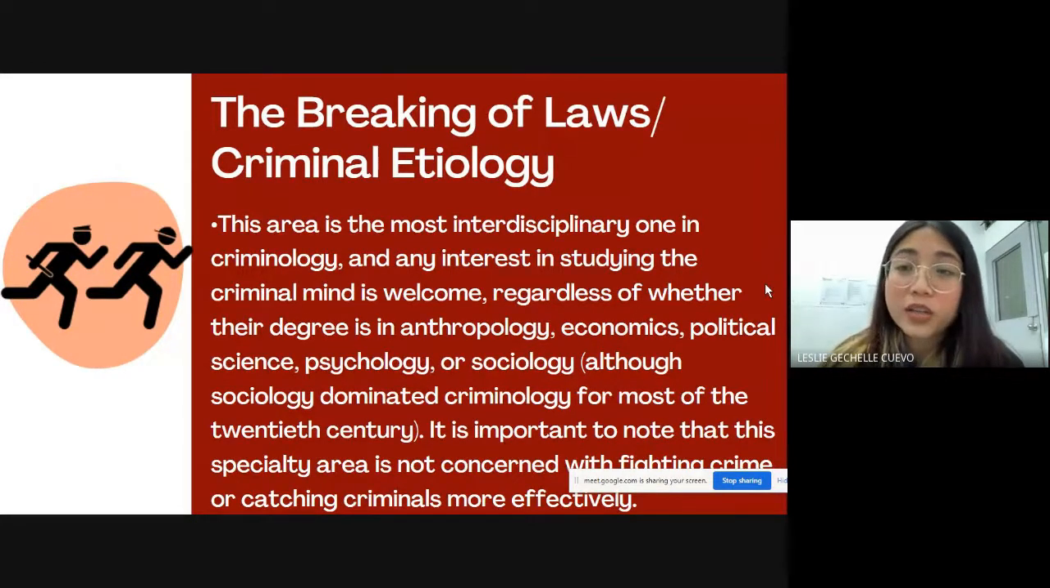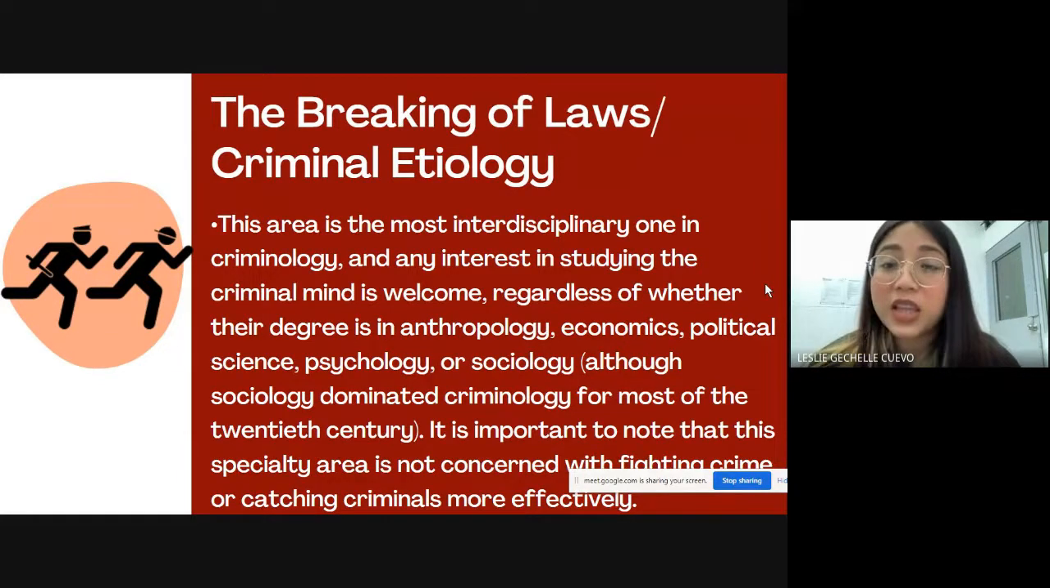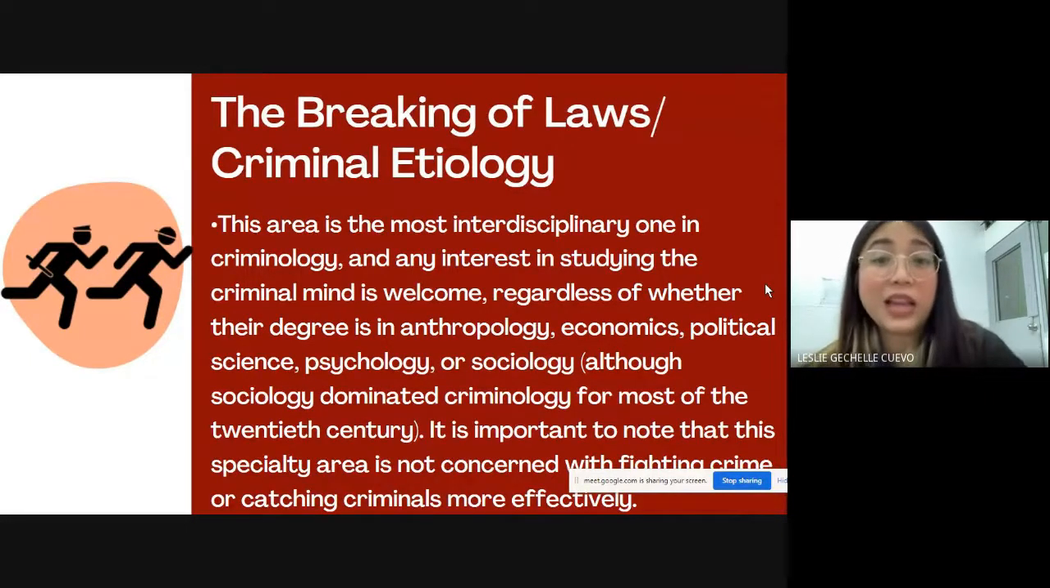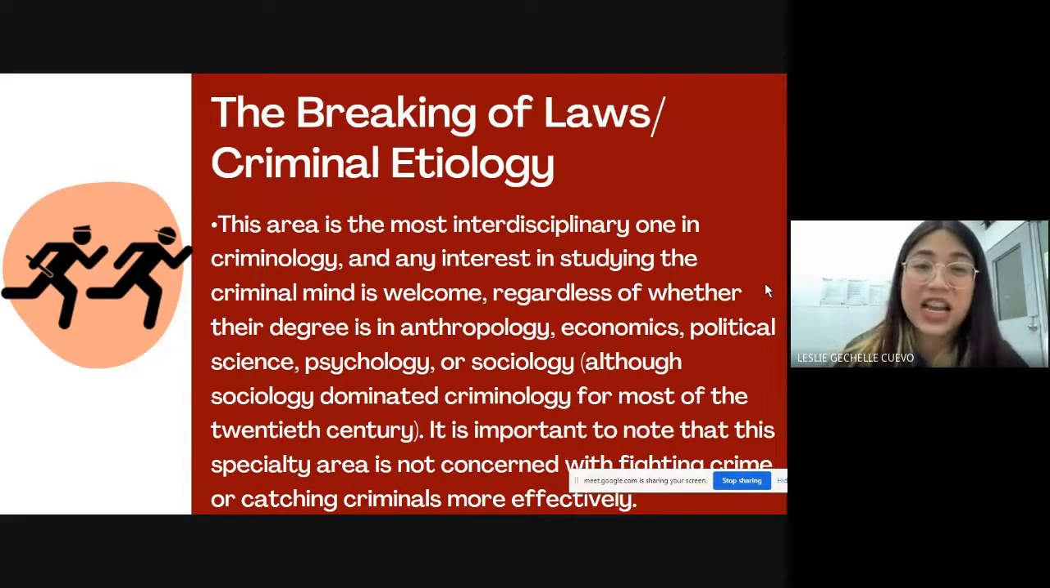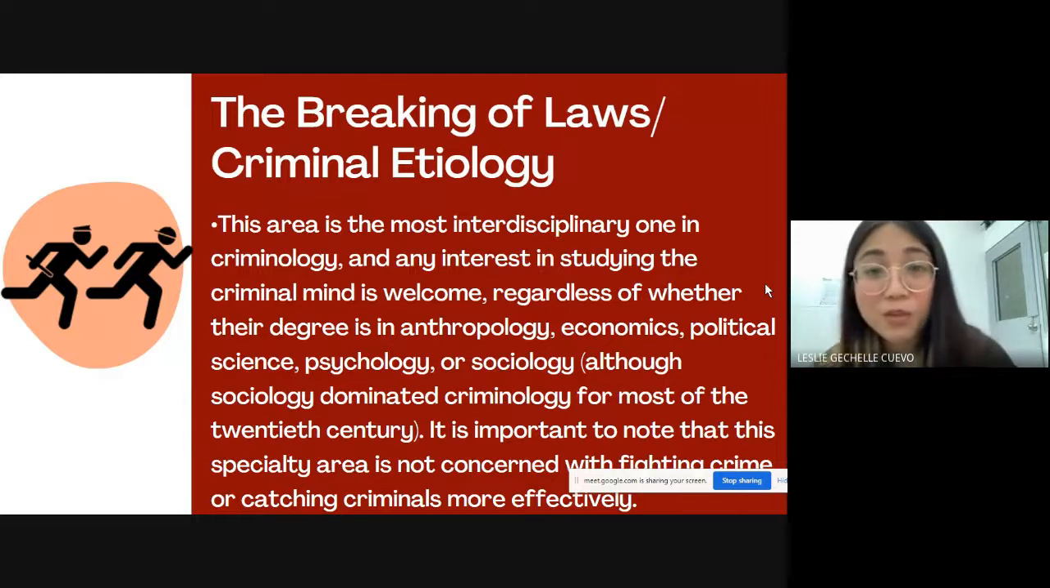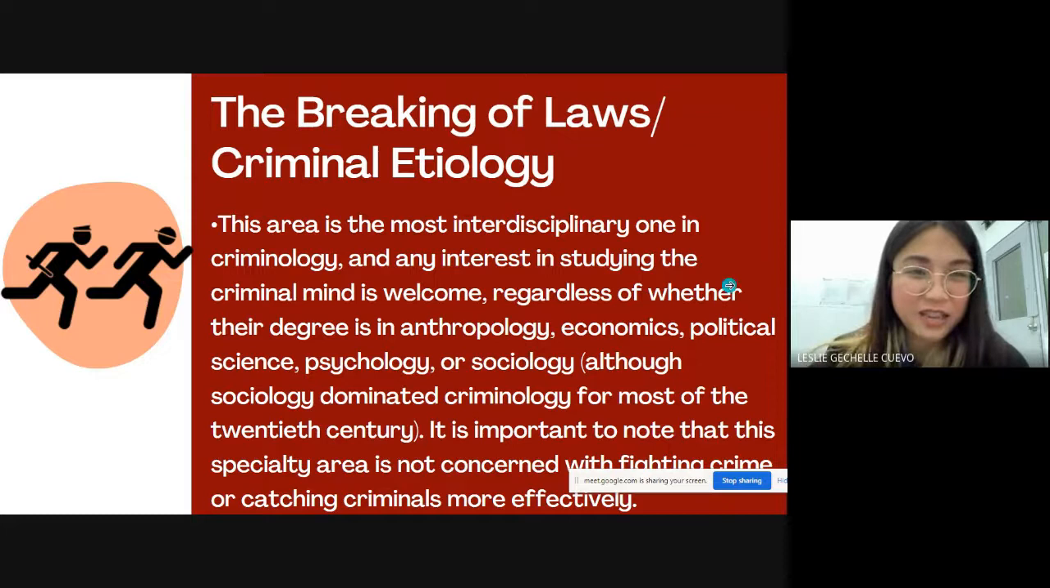So it is important to note that this specialty area is not concerned with fighting crime or catching criminals more effectively. Inaaral lang talaga kung bakit nagkakaroon ng paglabag sa batas. Kaya ka nga naglagay ng batas, 'di ba? Para maging maayos yung pamumuhay natin. O bakit may lumalabag doon? Yun yung pinag-aaralan diyan.